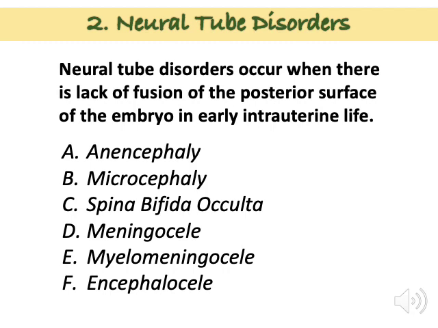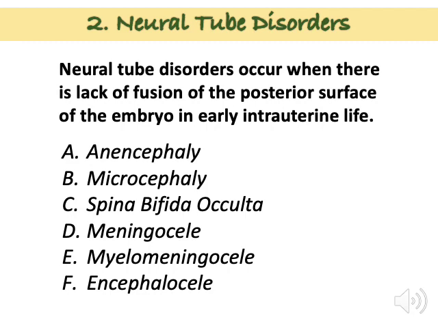Second is neural tube disorders. These disorders occur when there is lack of fusion of the posterior surface of the embryo in intrauterine life, particularly the neural tube. As a review, the neural tube forms in utero first as a flat plate and then molds to become the brain and the spinal cord.